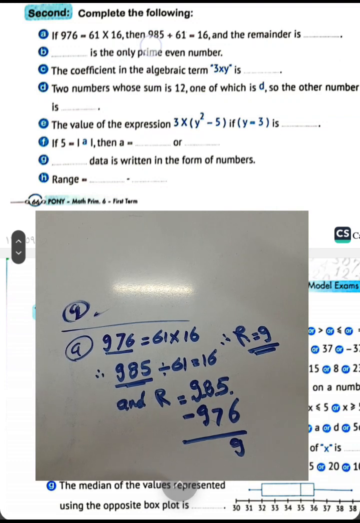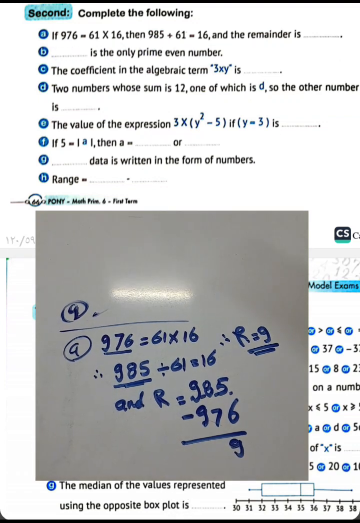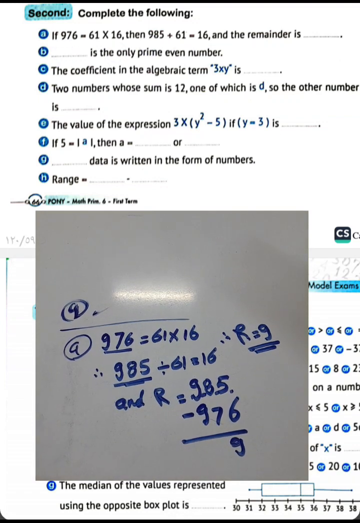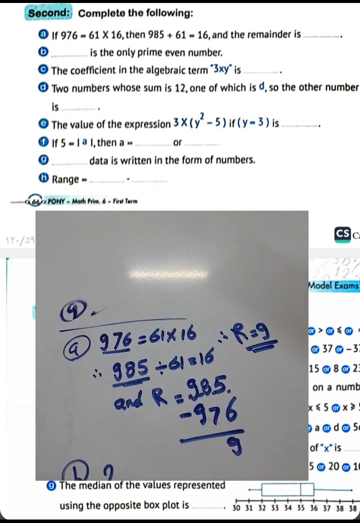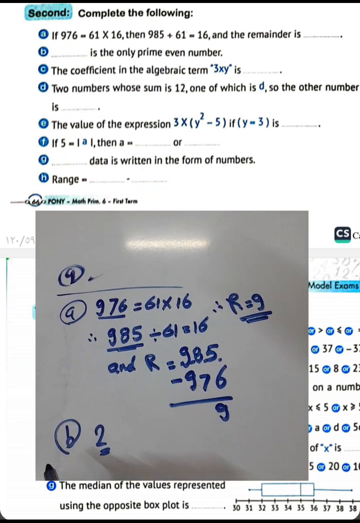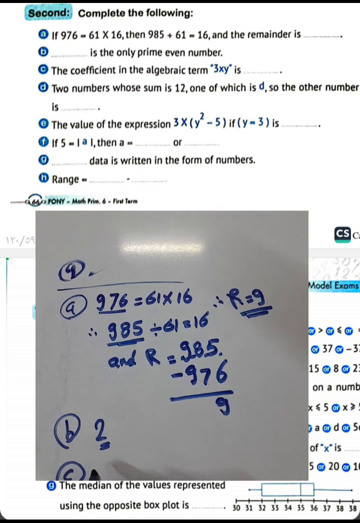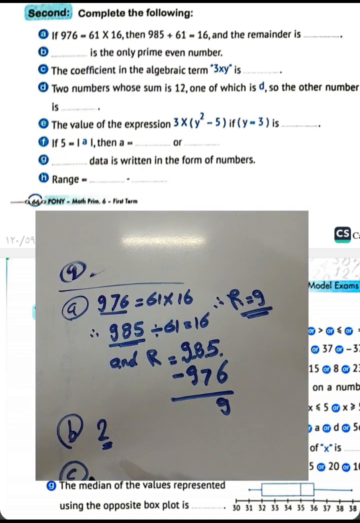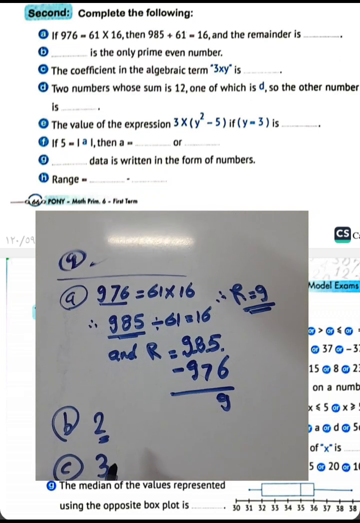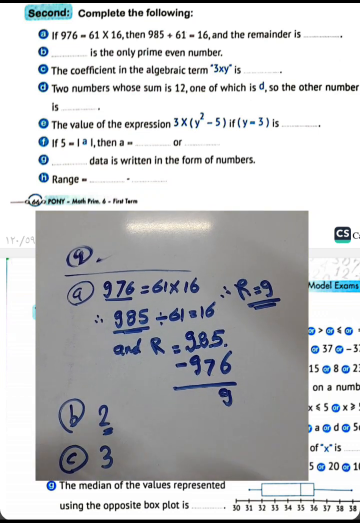Question letter B. Space is the only prime even number. It will be 2. The result will be 2. Question letter C. The coefficient in the algebraic expression 3xy will be 3. We call it the coefficient or numerical term.